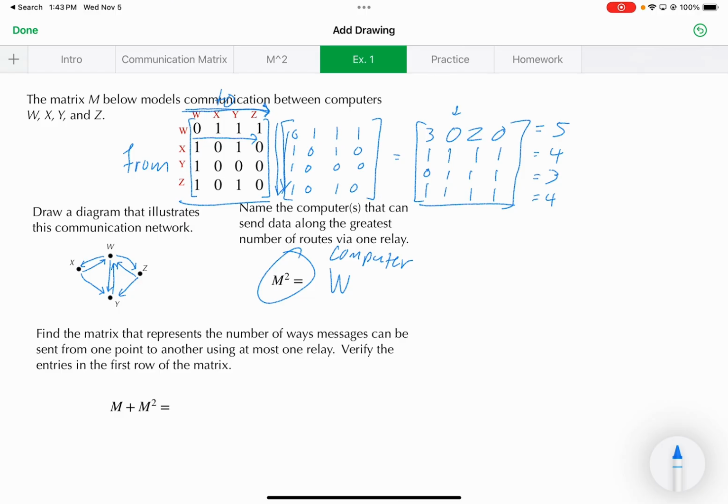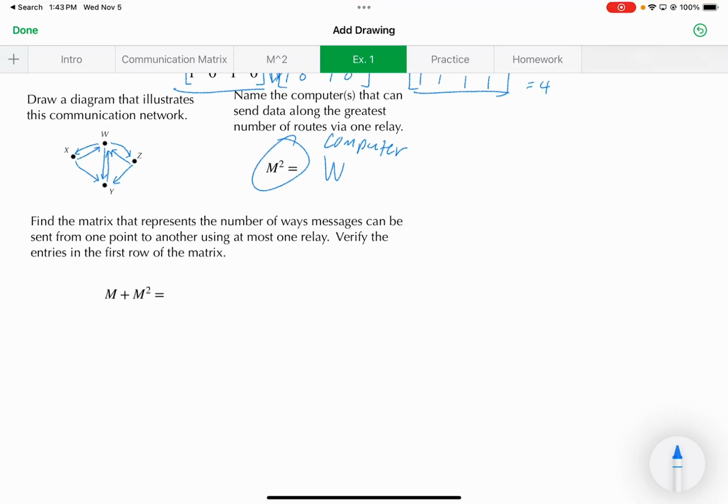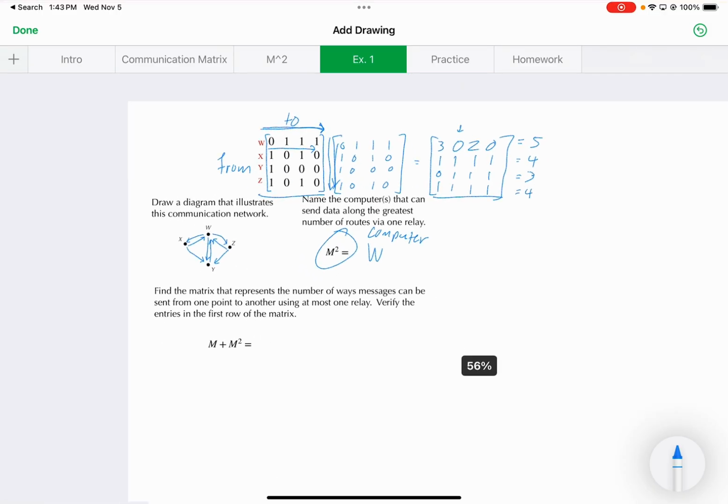All right. Cool. So then we just found what m squared was. So computer W can send data along the most routes. Sorry. What's that word you guys use? Gaslight? I just gaslit you into thinking the class was done, but it's not. We're still going. Okay, cool. All right, so let's do m plus m squared.